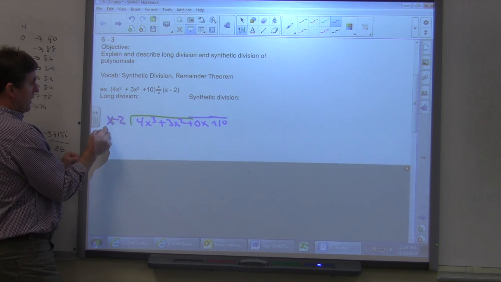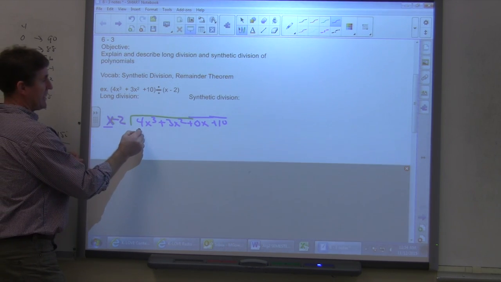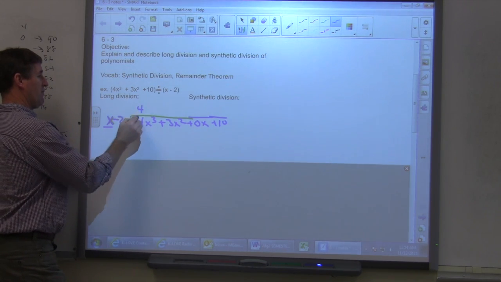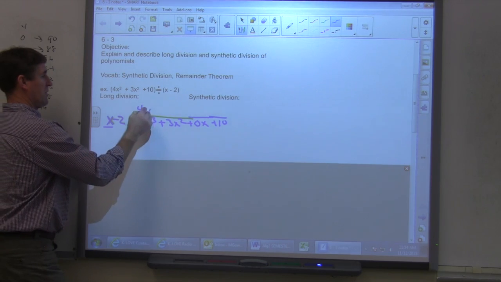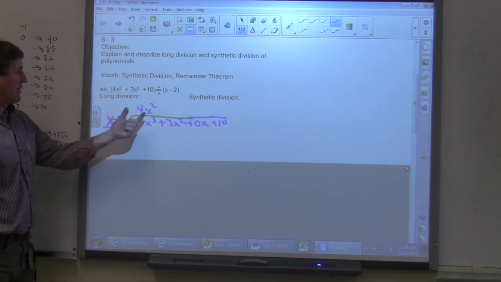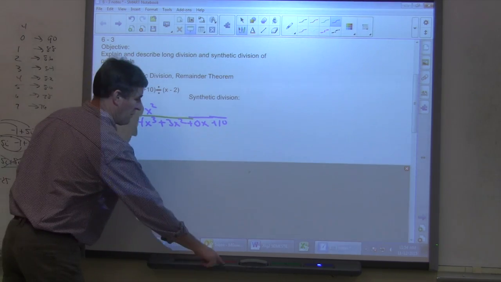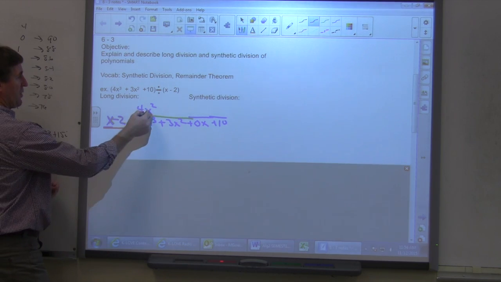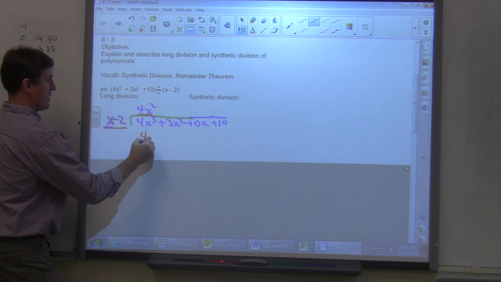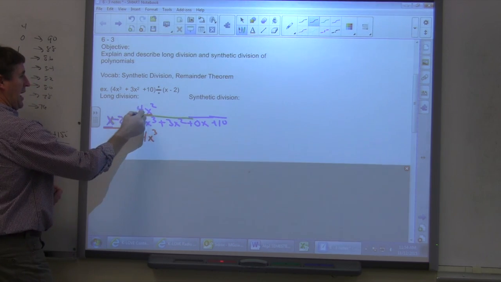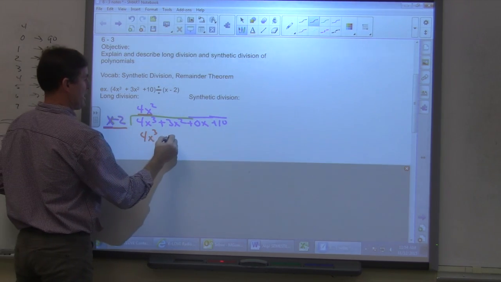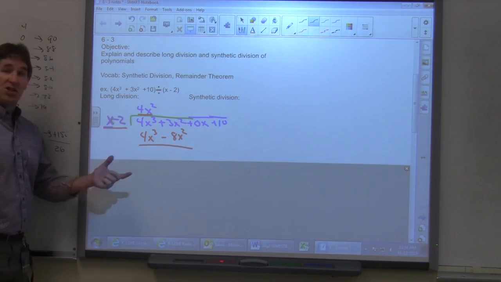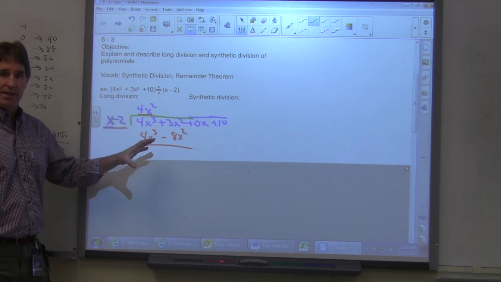We say, what do we have to multiply x by to get to the first term here, which is 4x cubed? So from 1 to get to 4, we need a 4, and for x to get to x cubed, we need an x squared. Then we take this 4x squared, and you have to remember that whatever you put up here, you multiply by the whole thing. So we go 4x squared times x is 4x cubed, and 4x squared times negative 2 is a negative 8x squared. Then just like long division, you subtract this.